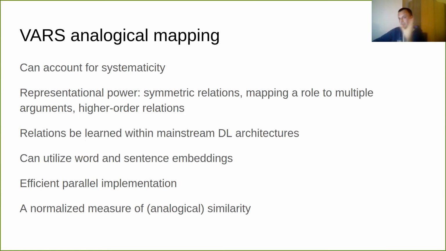As I said, the approach can be subjected to efficient parallel implementation. Such an implementation exists, and I have implemented it. And last but not least, what I like about this approach is that it gives you a normalized measure of similarity, which is structure sensitive and semantically sensitive. It's normalized, meaning that it varies between -1 and 1 if it's cosine similarity. If you use some other measure, it can vary between 0 and 1.